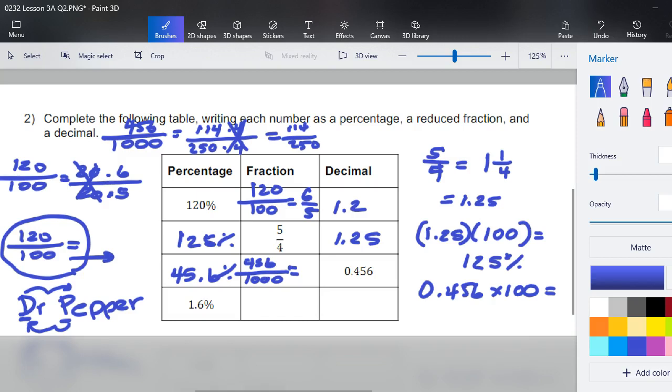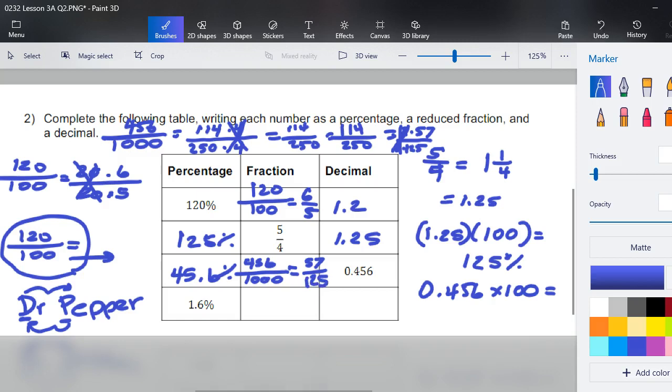Oh my gosh, they're even. They'll definitely go further. We can at least divide by 2. Let me go ahead and rewrite that. 114 divided by 2. We have 2 times 57 for the numerator and 2 times 125 for the denominator. I think we're there. So the fraction equivalent is 57 125ths.